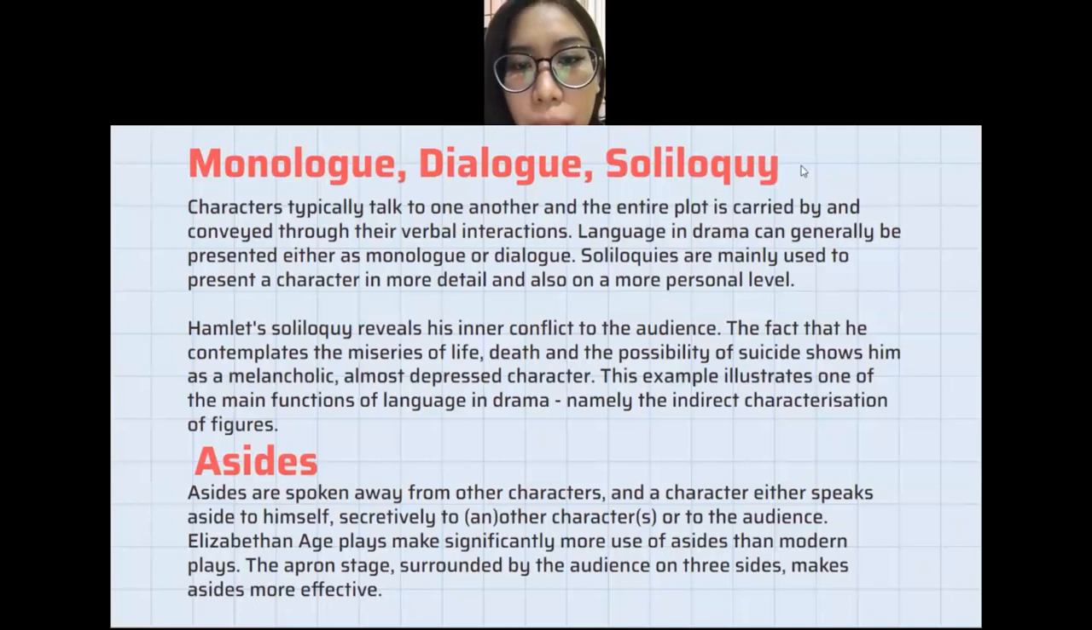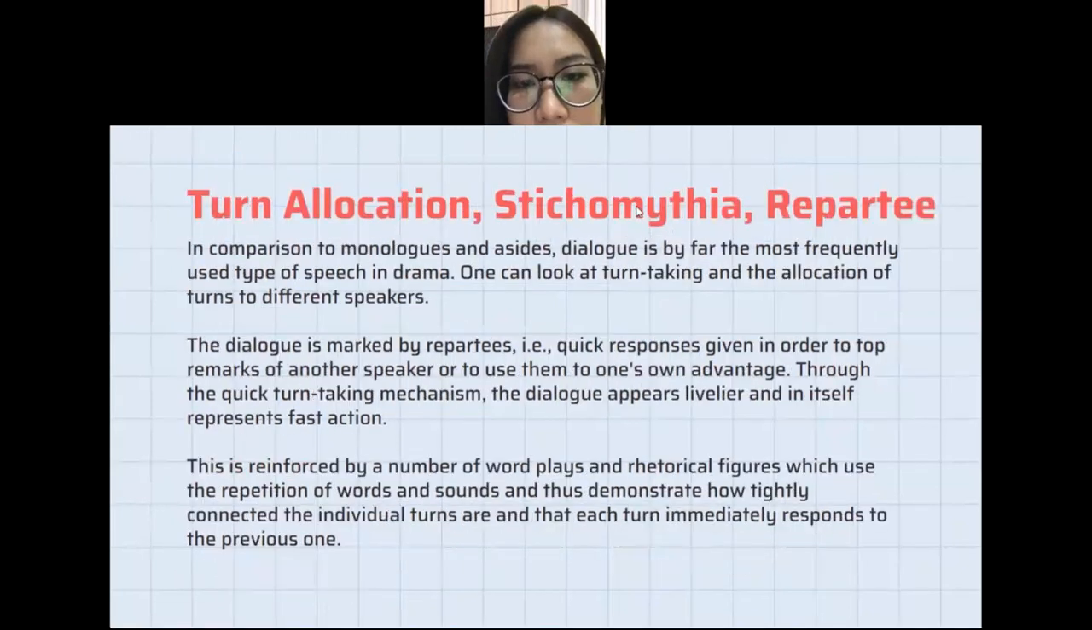Asides. Asides are spoken away from other characters, and a character either speaks aside to himself, secretively to other characters, or to the audience. Elizabethan plays make significantly more use of asides than modern plays. The upfront stage, surrounded by the audience on three sides, makes asides more effective. Next slide, please.